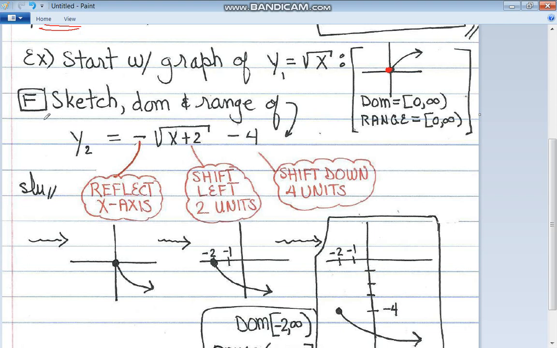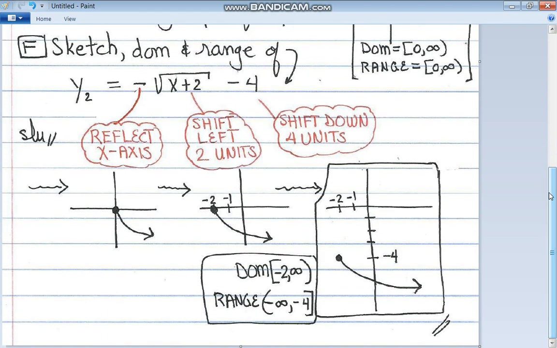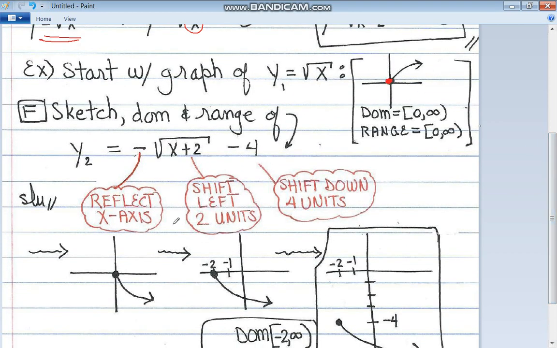From that start of y sub 1 equals the square root of x, they want us to sketch and find the domain and range of this variation. Y sub 2 equals negative square root of x plus 2, and then outside of the square root, minus 4. Well, the negative sign in front of the basic function tells me we're going to reflect our picture that we drew over here in the beginning, reflected about the x-axis. So let's turn this picture up here upside down, reflected about the x-axis.